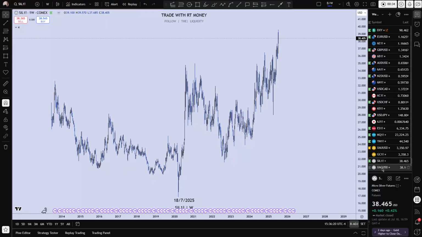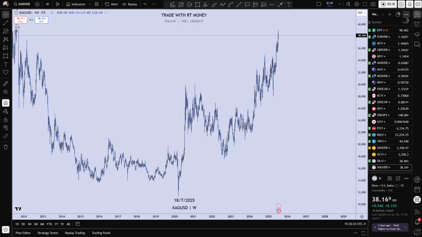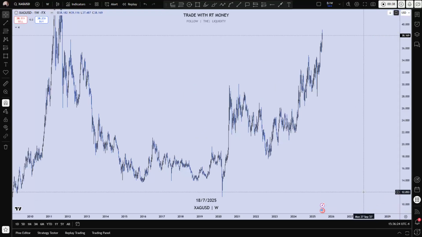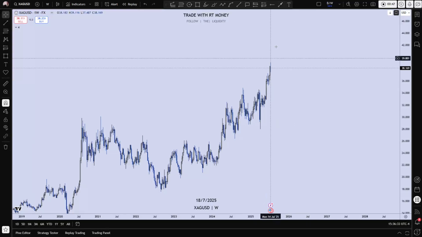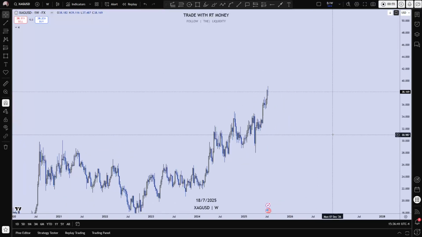Little bit of difference, but I like the futures because everybody gets the exact same price because it's regulated by the Chicago Mercantile Exchange. But more people trade XAGUSD, so I'm going to do the analysis on what everybody's more familiar with. Not much different, just so that you know.